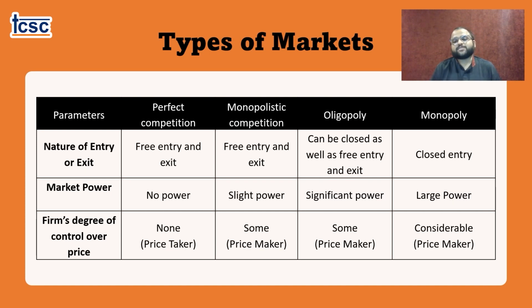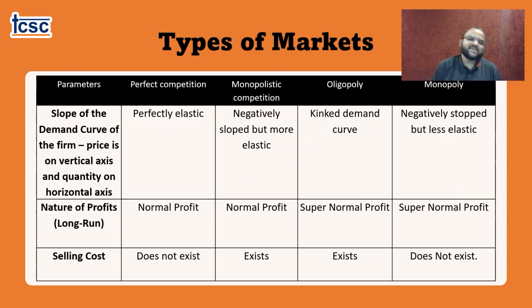Now, on the basis of that, if you look at the next point, the firm's degree of control over price. Perfect competition will not have any control. Why? Because the firm is a price taker. But in monopolistic competition and in oligopoly, the firm is a price maker, so there is slight price control. But in monopoly, you're the single seller, so complete control. So you are the price maker. Similarly, now let's talk about the demand.